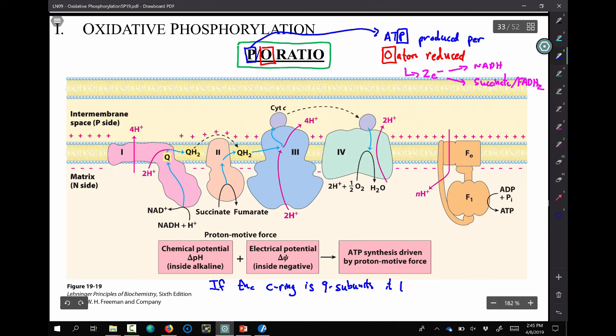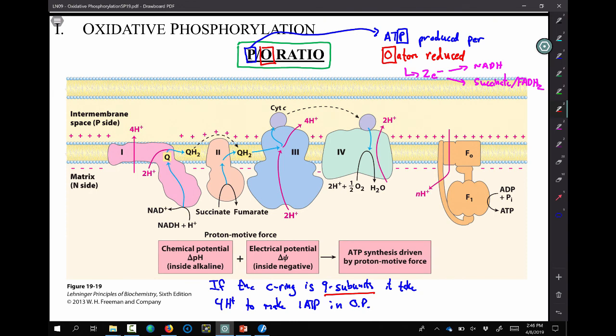it takes 4 protons to make 1 ATP in oxidative phosphorylation. Okay, so that's what we're going to say. If the C ring is 9 subunits, it will take 4 protons to make 1 ATP in oxidative phosphorylation. And you say, okay, awesome. So where do I get 2.5 ATP per NADH? Or 1.5 ATP per FADH2? Because you said you're going to make 81% of us feel better.